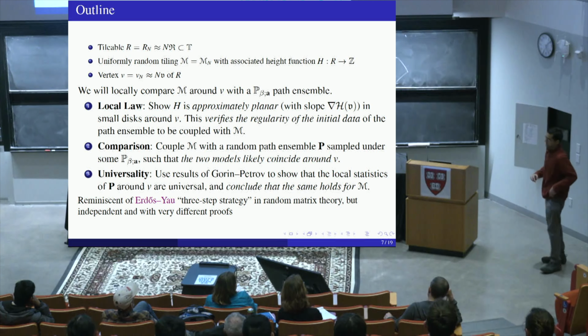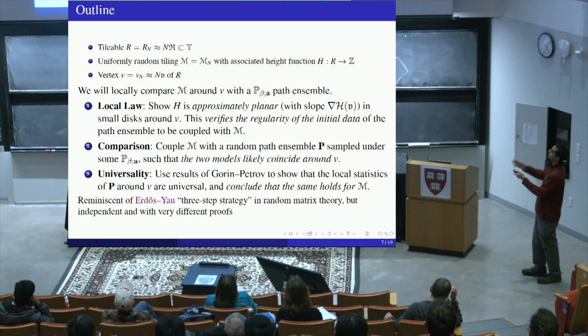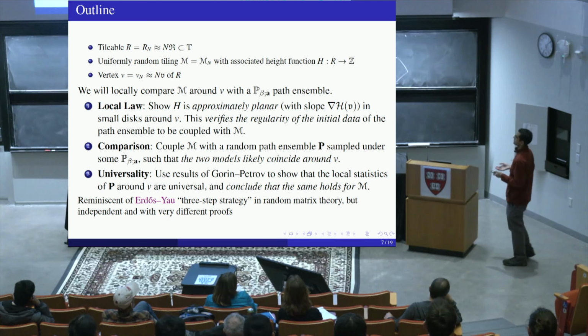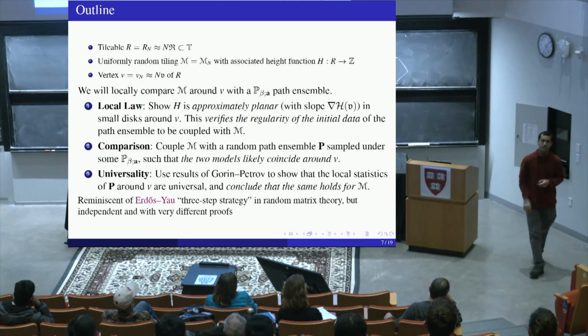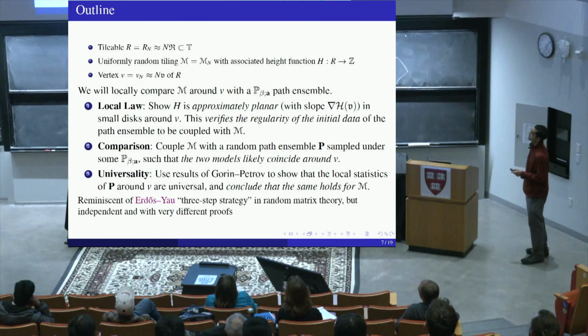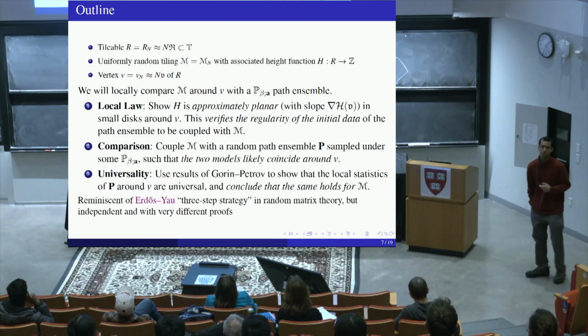Here you have tilings, and the two objects are basically completely different. But the underlying philosophy, or at least some of the physical phenomenology, is analogous in both situations, and we're trying to exploit that as much as we can. Okay. So what I'm going to do is first state what this local law is. I'm then going to try to outline how this coupling works. And then I'll say a few words on how you prove this local law.